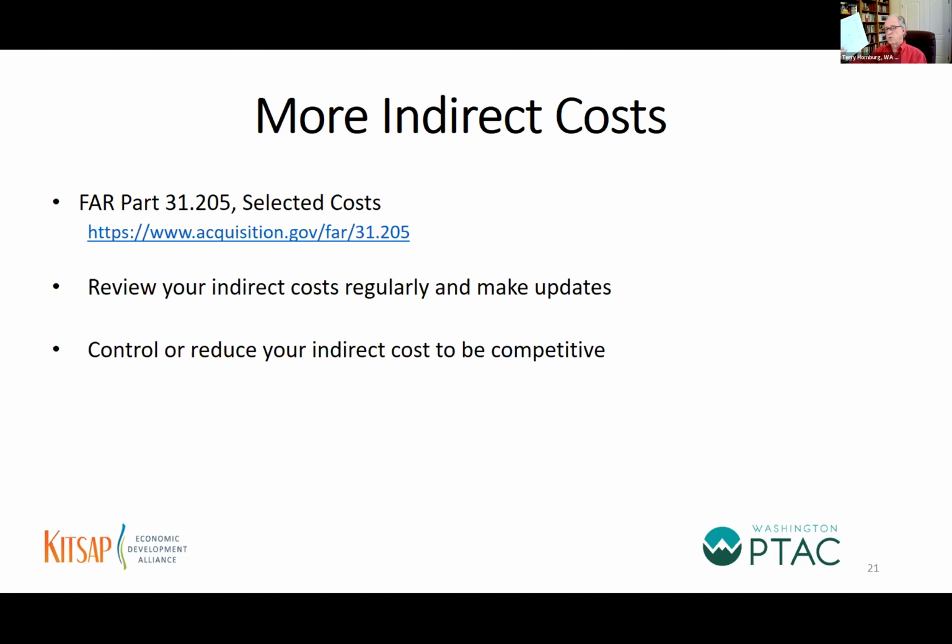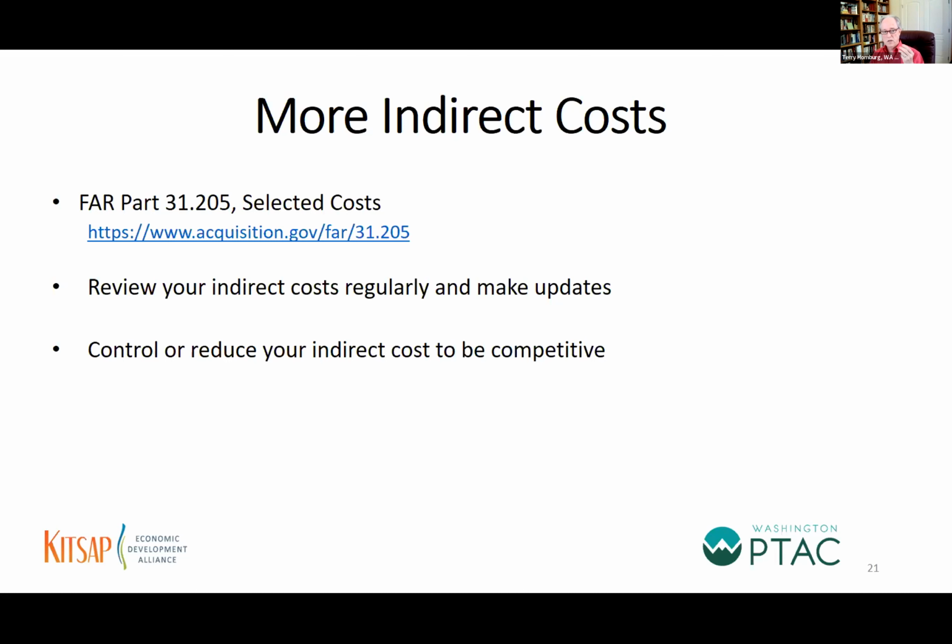Well, you get halfway through the year and it ends up being $2 million worth of contracts. Well, that's going to change your rate. That's going to cut it in half probably. Okay. So you always want to be reviewing your indirect rate.